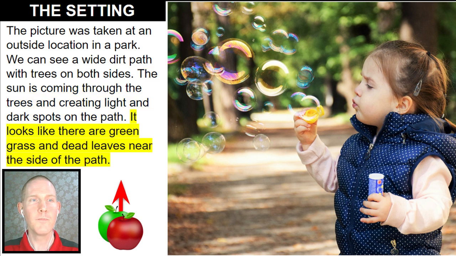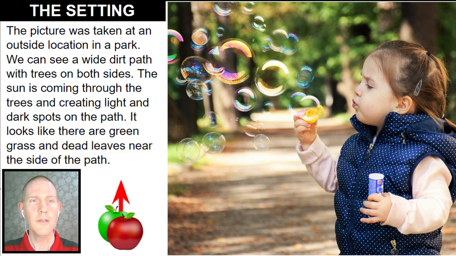Okay. It looks like there are green grass and dead leaves near the side of the path. Right, so the side of the path would be the border, the edge, and we can see green grass and some kind of brown stuff, which I think are dead leaves.